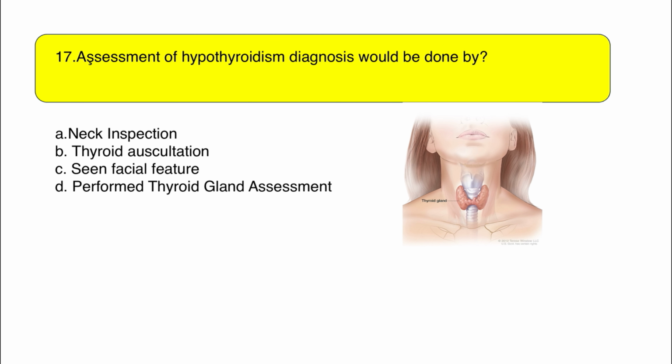Next question. The assessment of hypothyroidism diagnosis would be done by option A, neck inspection. Option B, thyroid auscultation. Option C, seen facial feature. Option D, perform thyroid gland assessment. The right answer is option A, neck inspection.